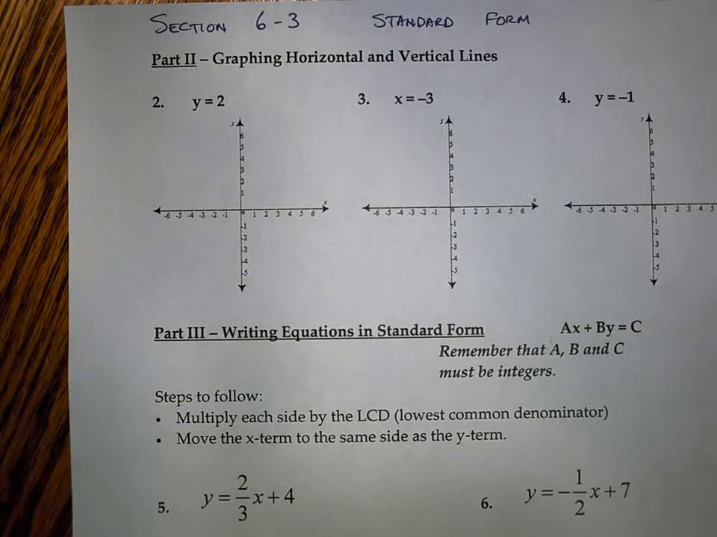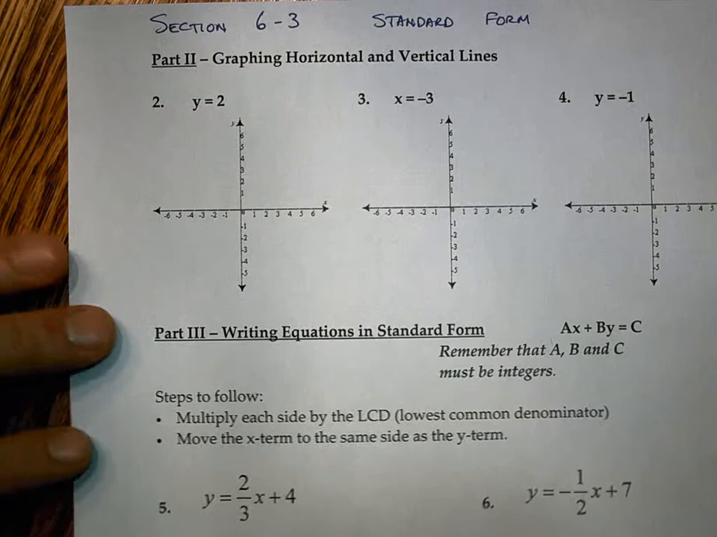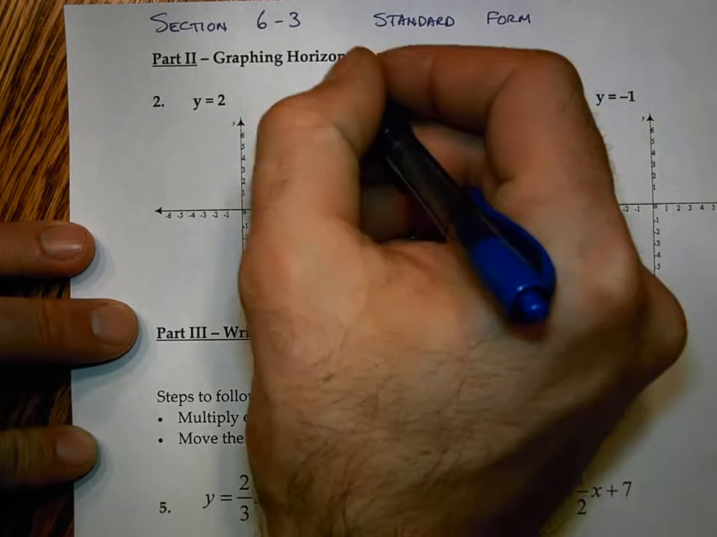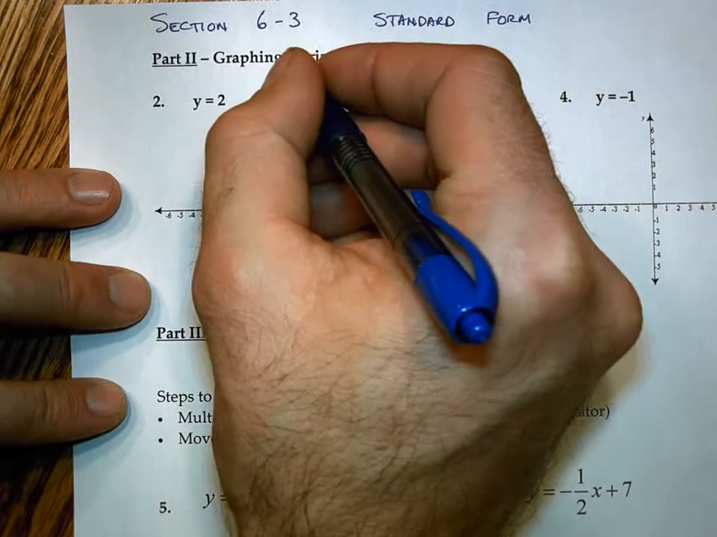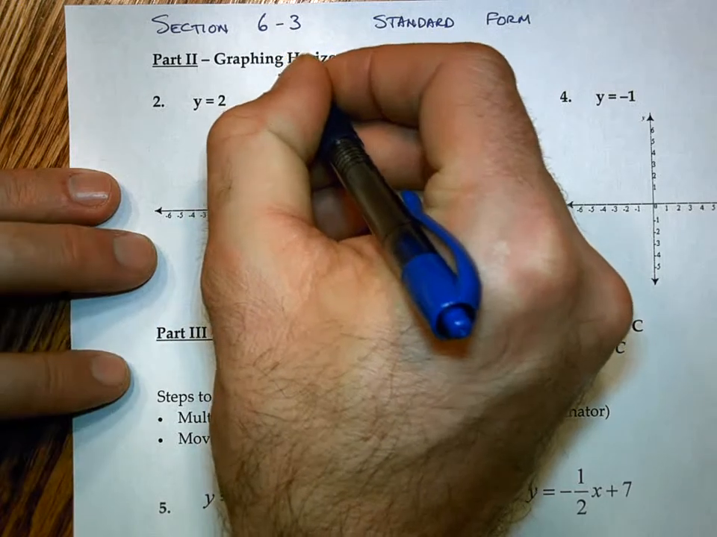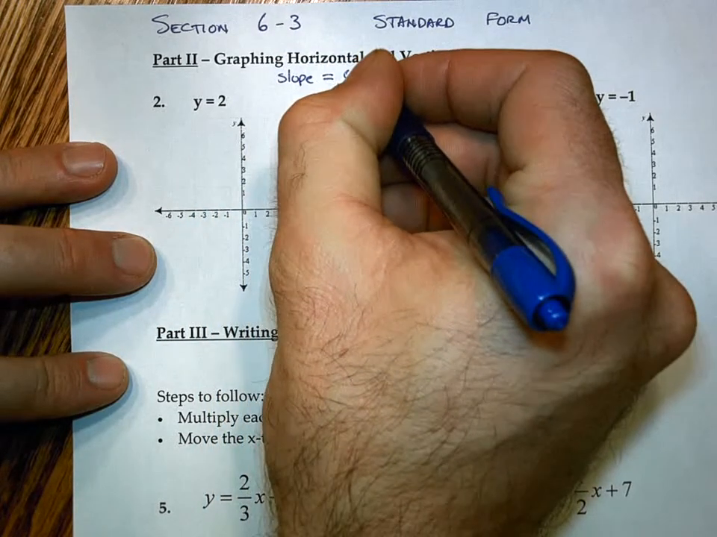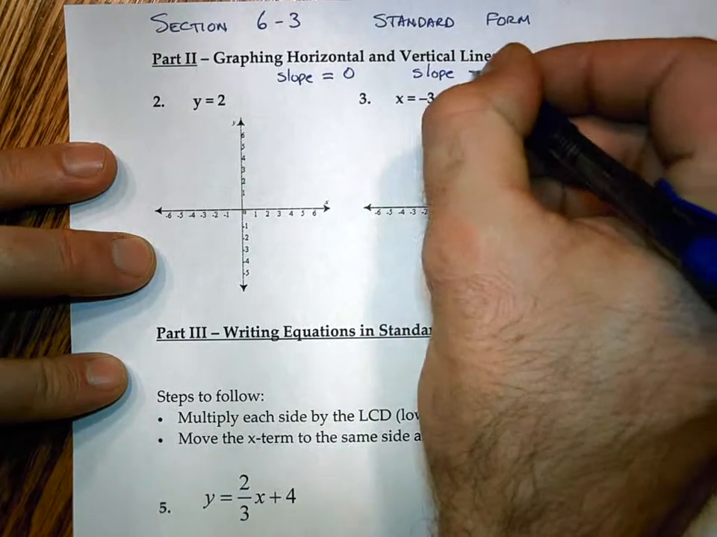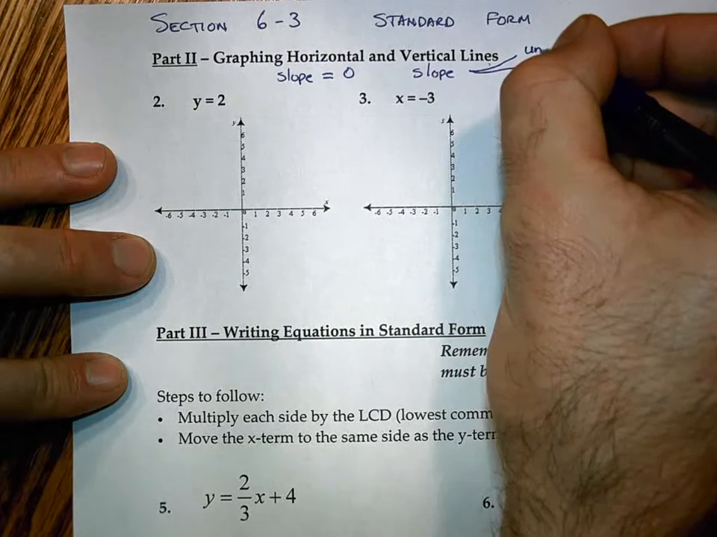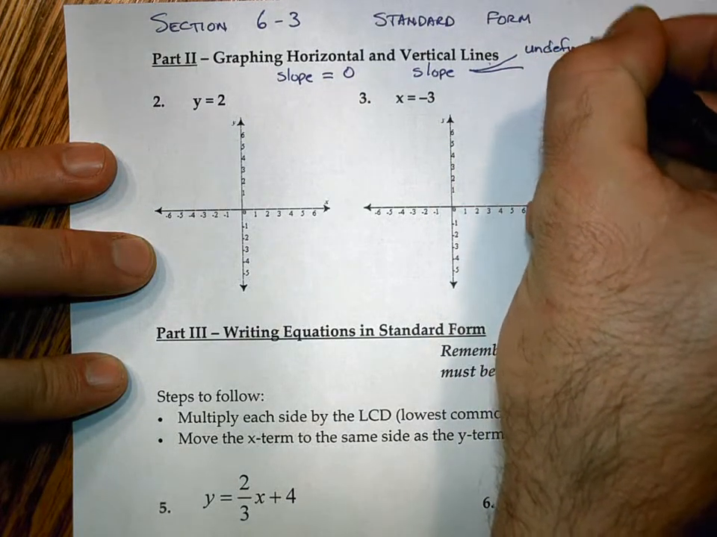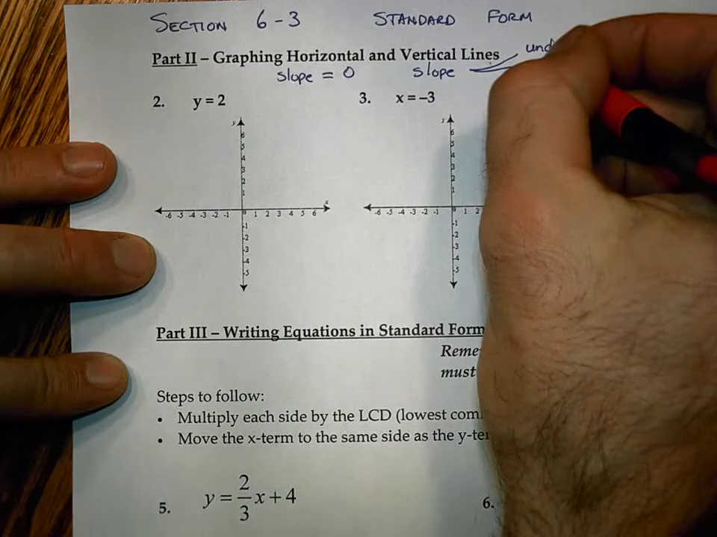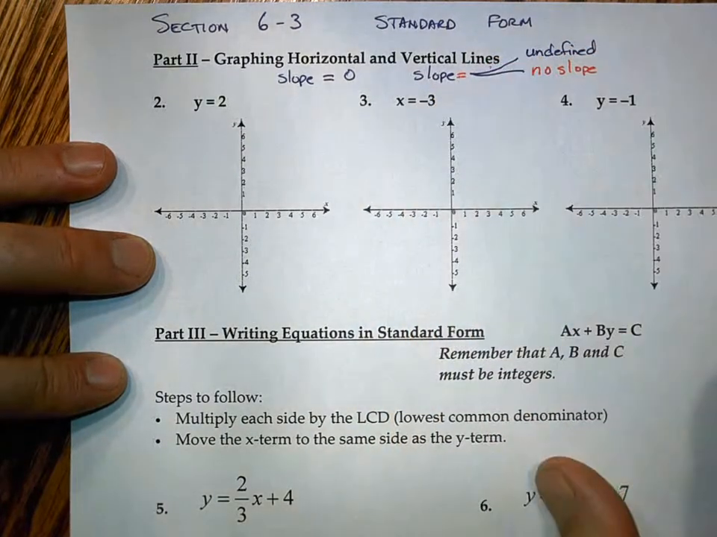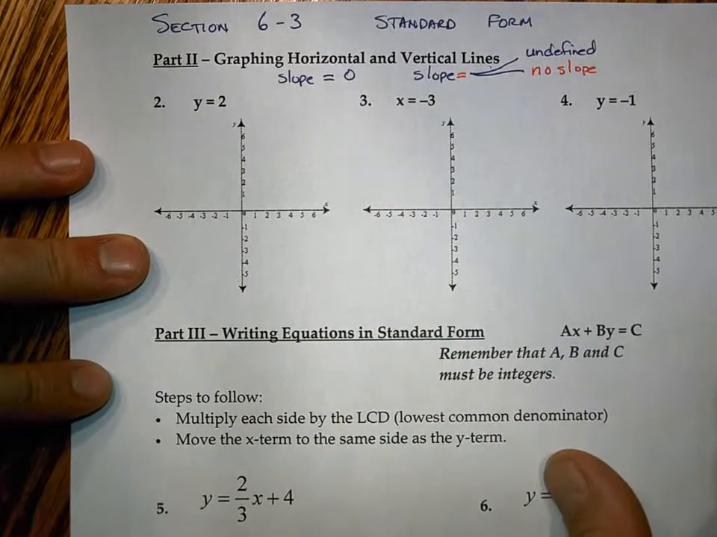As we look at the second part of section 6.3 in standard form, we want to focus right now on horizontal and vertical lines. Just as a reminder, a horizontal line is going to have a slope equaling 0. A vertical line is going to have a slope that has two different definitions of it. One, we call it undefined. Secondly, sometimes it's referred to as no slope. So either one of those two phrases could be related to an idea of a vertical line.